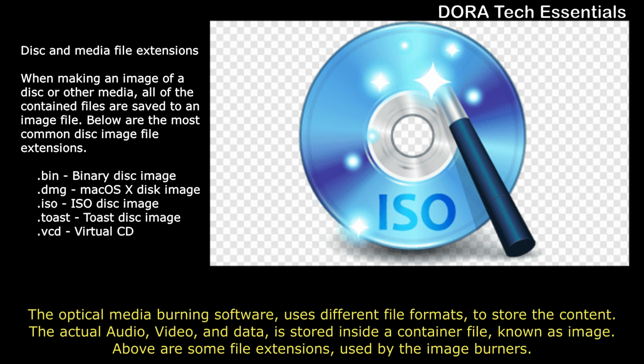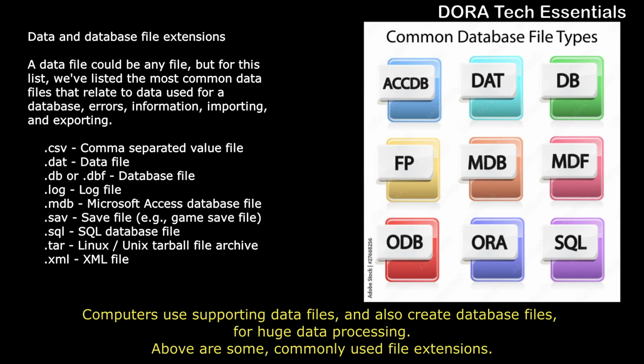The optical media burning software uses different file formats to store the content. The actual audio, video, and data is stored inside a container file, known as an image. Above are some file extensions used by the image burners. Computers use supporting data files, and also create database files, for huge data processing. Above are some commonly used file extensions.